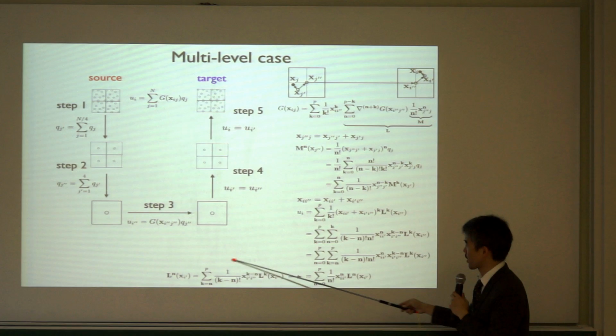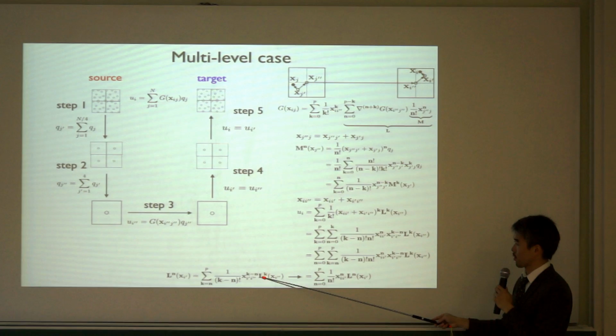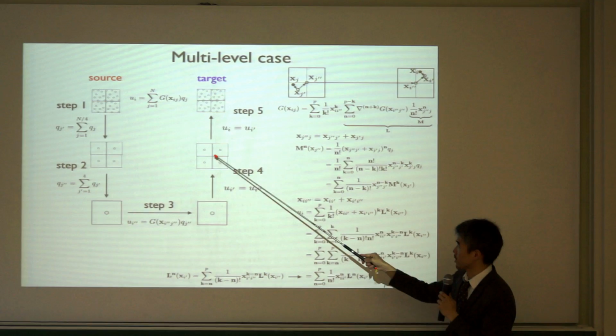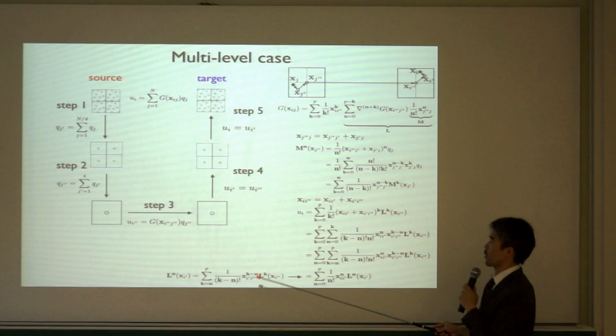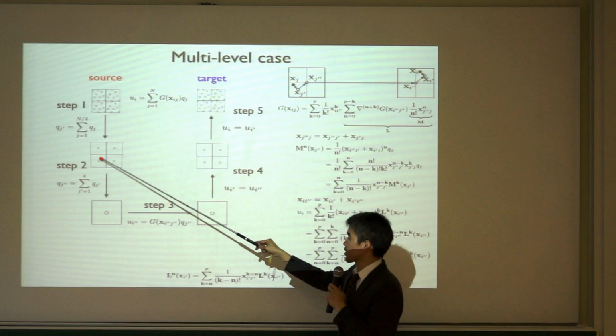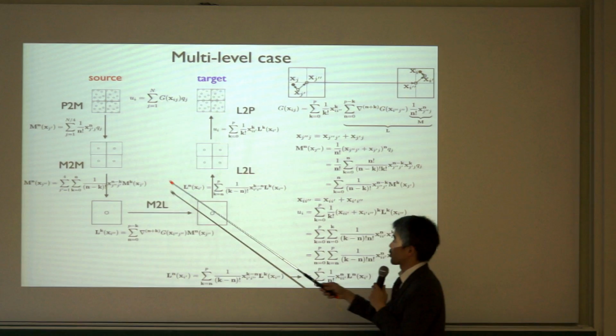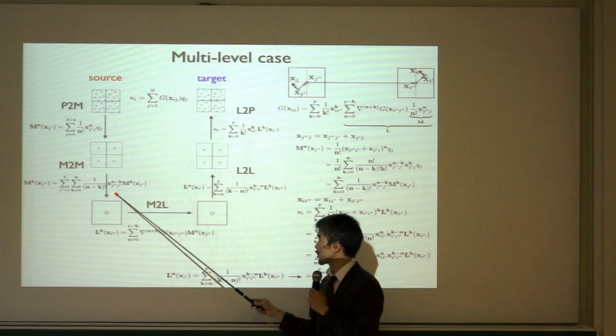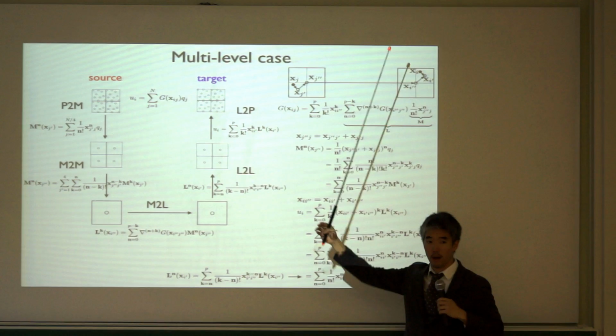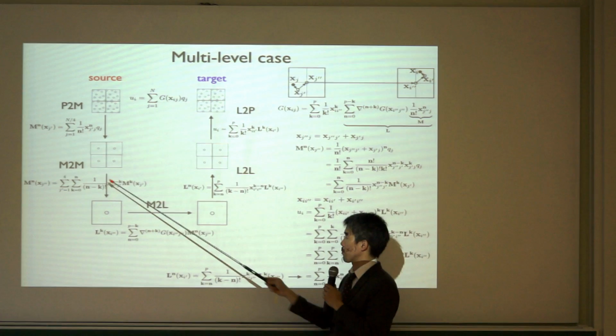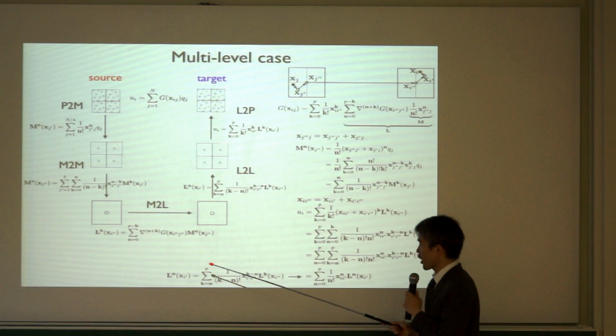So now, what is this? This is a way to turn the local expansion at xi double prime into local expansions at i prime, these small ones. So now we have what we want. We have a way to turn this into this, this into this, this into this, this into this, this into this. Now we have the full hierarchical, all five components: P to M, M to M, M to L, L to L, L to P, all these kernels we can do.